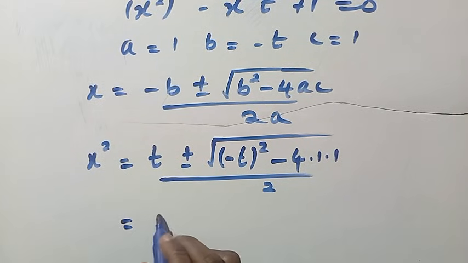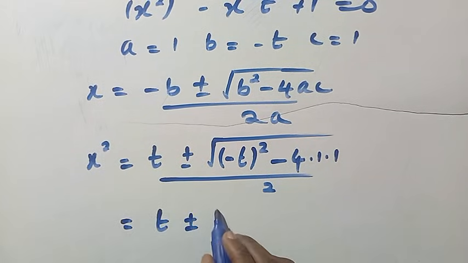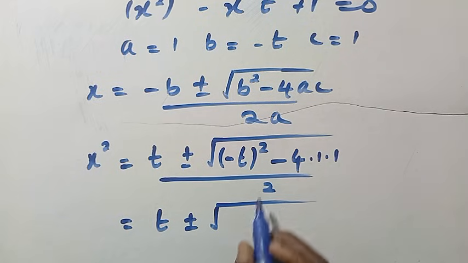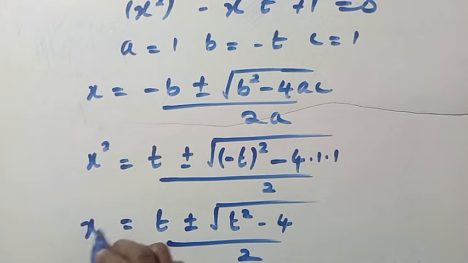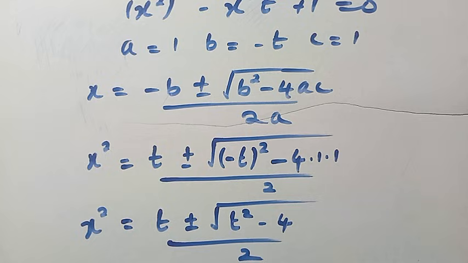So having these expressions, we have t plus or minus the square root of minus t squared, that is t squared, then minus 4 times 1 times 1, that is 4, divided by 2. So we have made x squared the subject of the formula. Then we have to note that since we have t squared equals y plus 2, and we are going to now find the value of t, then we substitute into this equation.